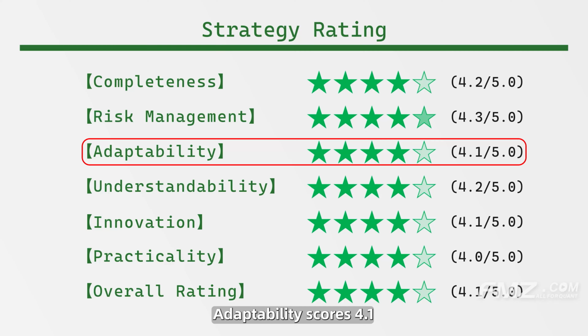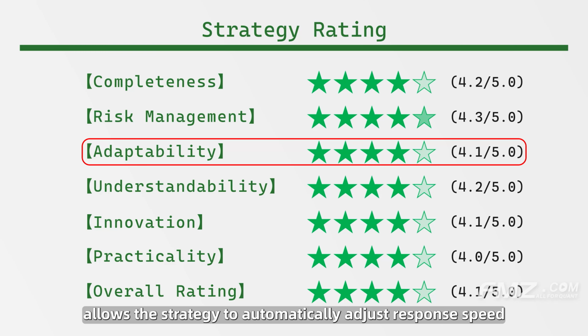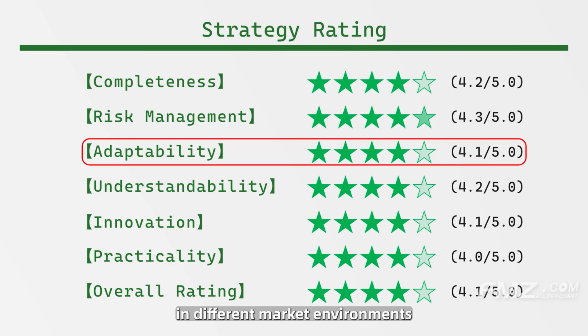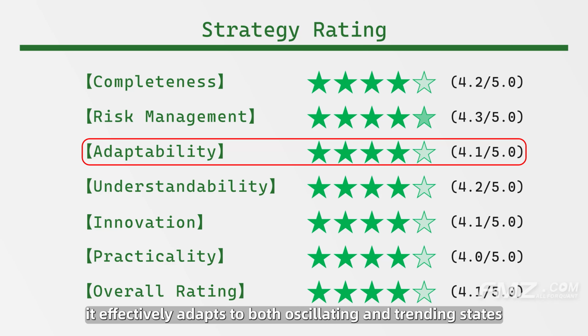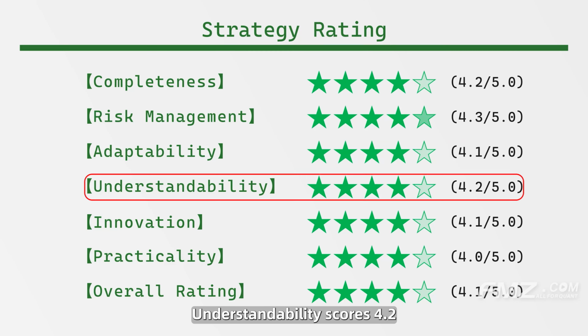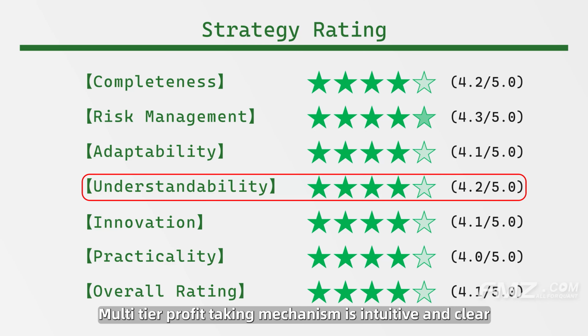Adaptability scores 4.1. VIDYA's adaptive characteristic allows the strategy to automatically adjust response speed in different market environments. Combined with Bollinger Band filtering and slope threshold verification, it effectively adapts to both oscillating and trending states. Understandability scores 4.2. Strategy logic is clear and layered. VIDYA calculation is complex, but the principle is easy to understand. Multi-tier profit-taking mechanism is intuitive and clear.